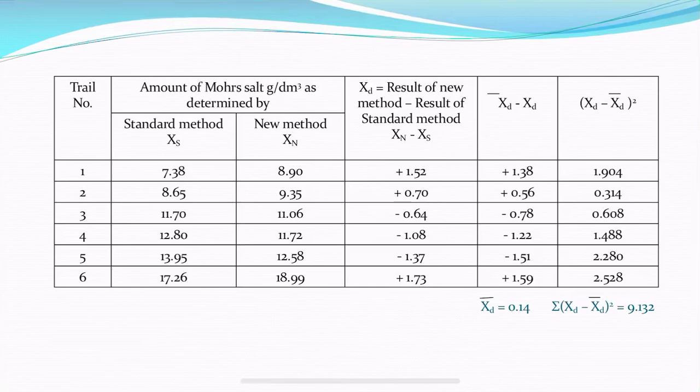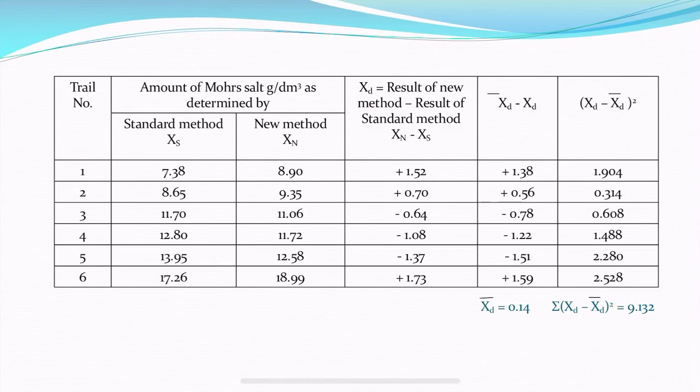So, here, as I said, the analyst has calculated the amount of more salts which has been obtained by standard method and new method. So, these are the standard method values. Here the amount of more salts is in terms of grams per dm cube, and these are the new method values, and he has performed 6 trials, or 6 different concentrations of more salts he has taken.